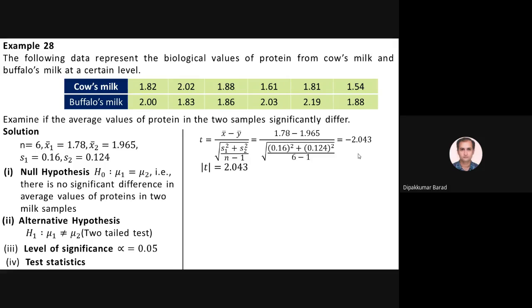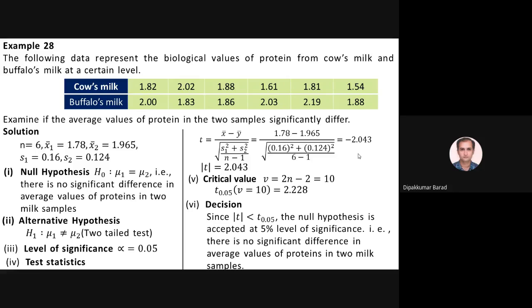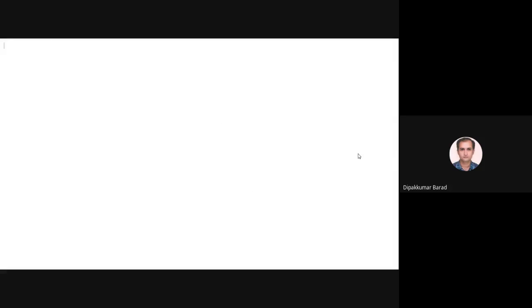So mod t is equal to 2.043. For the critical value, both samples have 6, so 2 into 6 is 12, minus 2 is 10. For the two tail test, we have to find t at 0.05 with v equal to 10, which is 2.228. So mod t is less than t 0.05, and we can say that the null hypothesis is accepted at 5% level of significance. That is, there is no difference in the average value of protein in the samples.